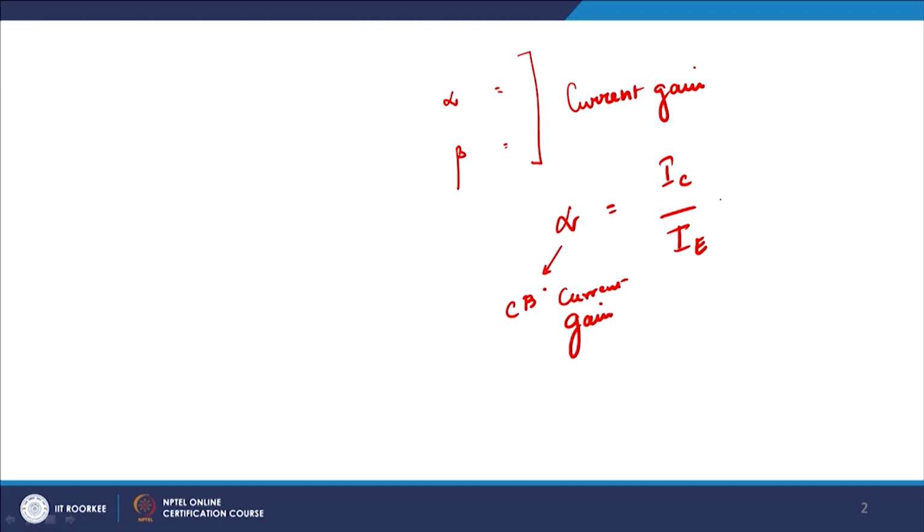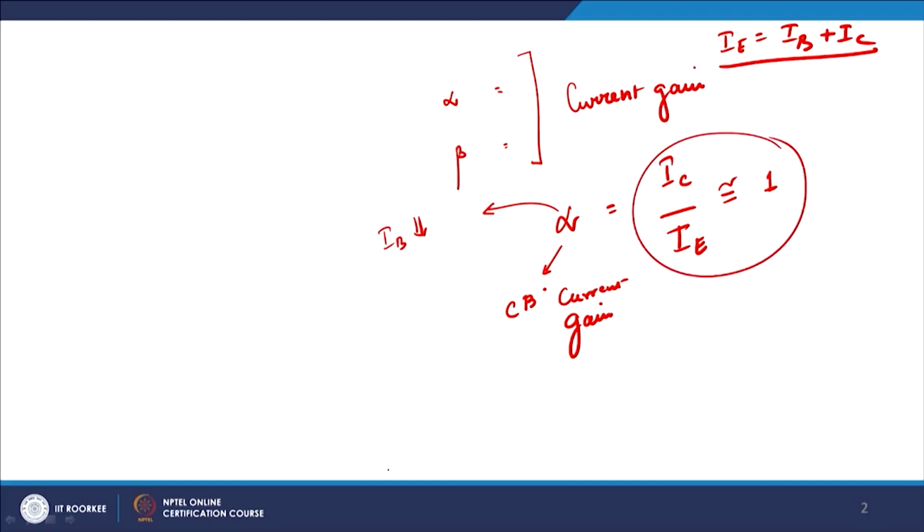If you look very carefully, the numerical value will be very close to 1, and the reason is that IC is approximately equal to IE, because IB is very small, assuming that we already have Kirchhoff's current law. So, I would say alpha is very close to 1.